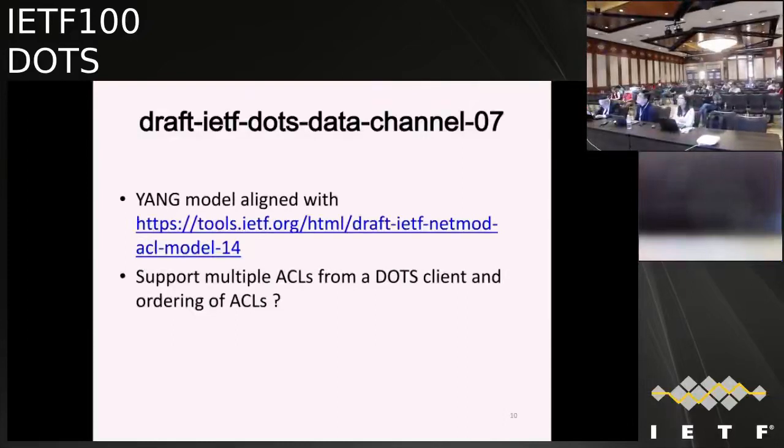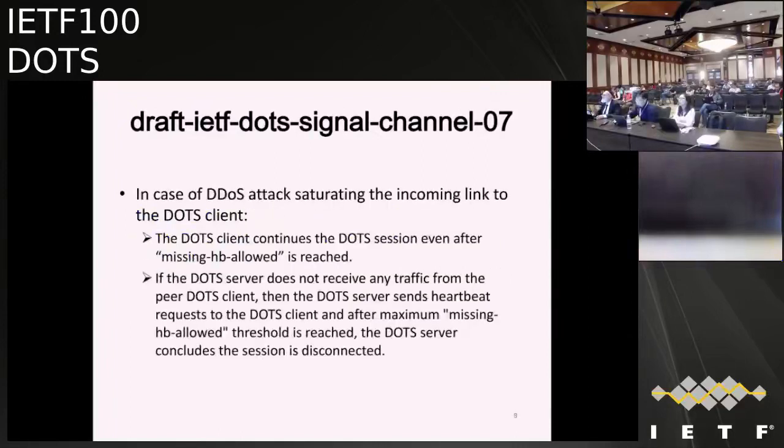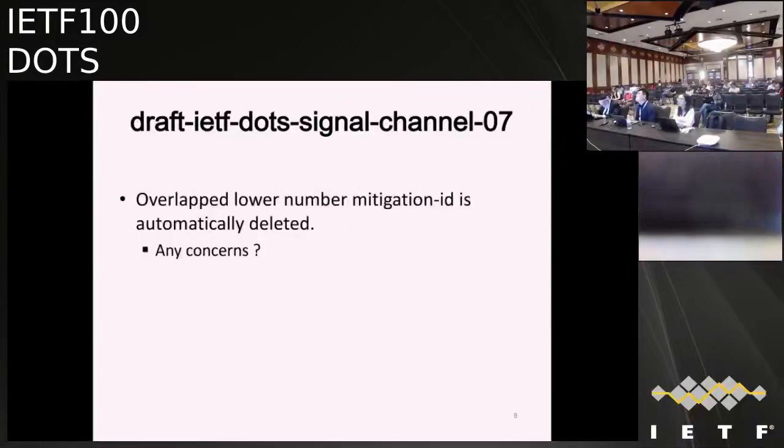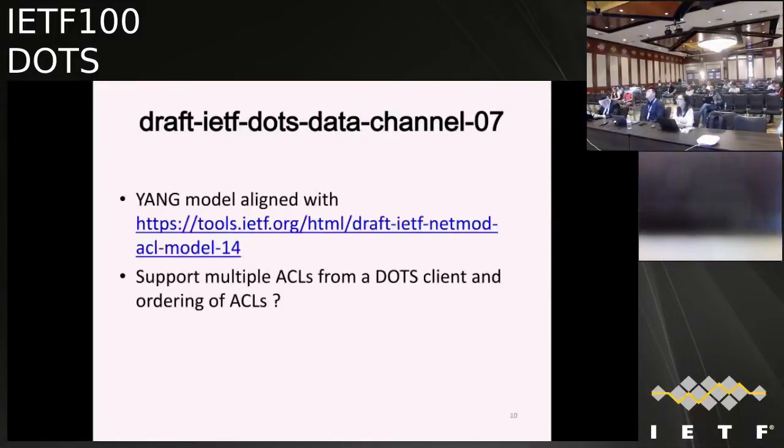Excuse me, Med, would you like to pause and maybe ask the floor whether they have any feedback on the issues you highlighted in slides 9 and 10? Yes. So does anyone have a comment on the questions posed by Med in slides 9 and 10? Related to the overlapping mitigation numbers or related to the ACLs and the ordering? Yeah, slide 9.